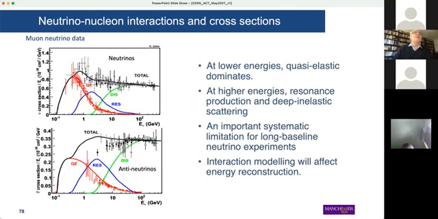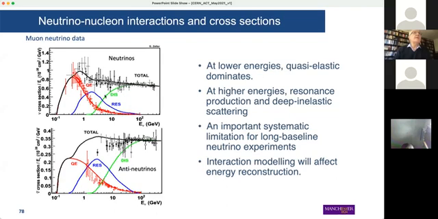The processes that dominate as a function of energy, as I've shown on the previous slide, change, and this is a compilation of muon neutrino data on nucleons taken from a publication by Sam Zeller and others. And there are a couple of things you see. This is for neutrinos and antineutrinos. The cross sections for antineutrinos are about a third of those for neutrinos.